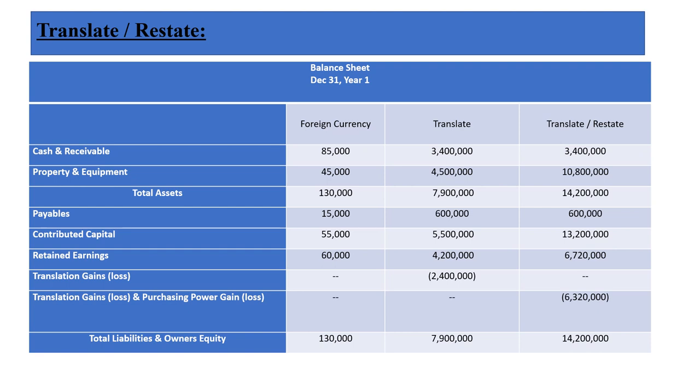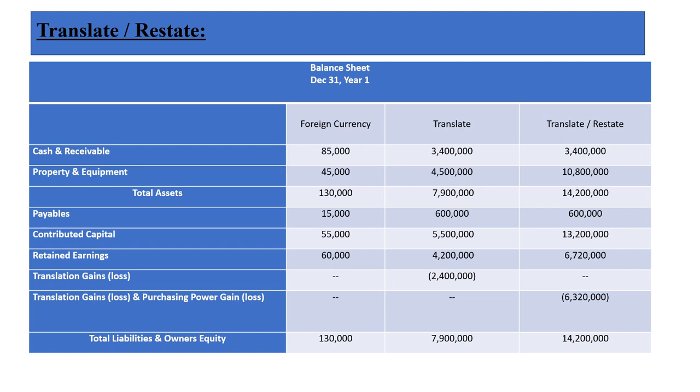The only difference between this method and the previous method is that we started with translation. Then the result will be adjusted. In translation, we have to differentiate between monetary items and non-monetary items. The monetary items are cash, receivables, and payables. These items have to be translated at the current rate.